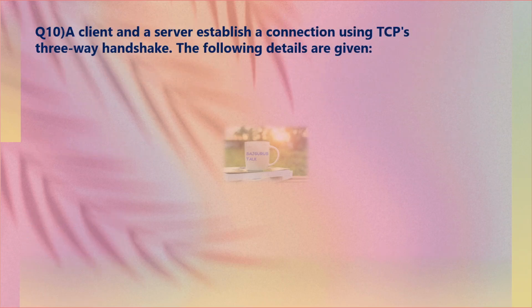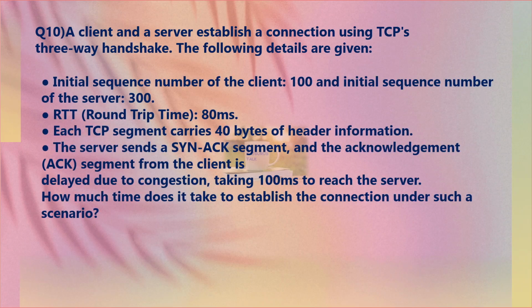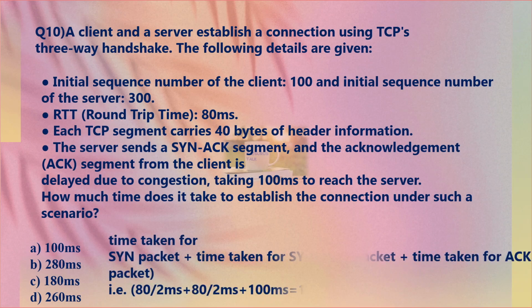Now the last one. A client and server establish a connection using TCP's three-way handshake. The following details are given. So they are given some details initially: the sequence number of the client, then the round trip time, and each TCP segment carries 40 bytes of header information. And the server sends a synchronize and acknowledgement segment and so on. Okay. So they are asking how much time it takes to establish the connection under such a scenario.